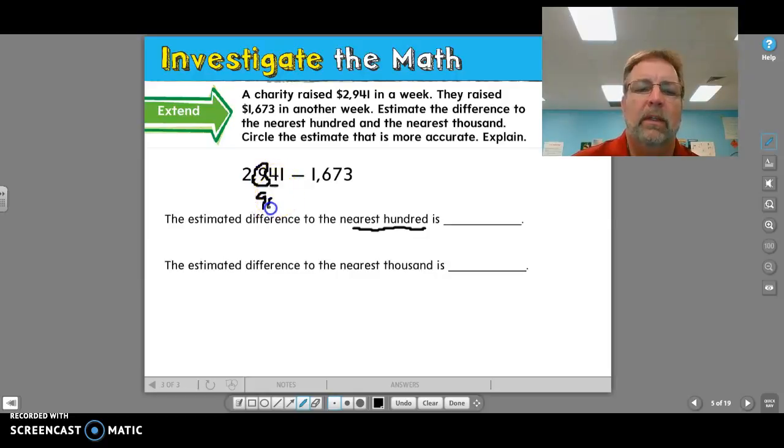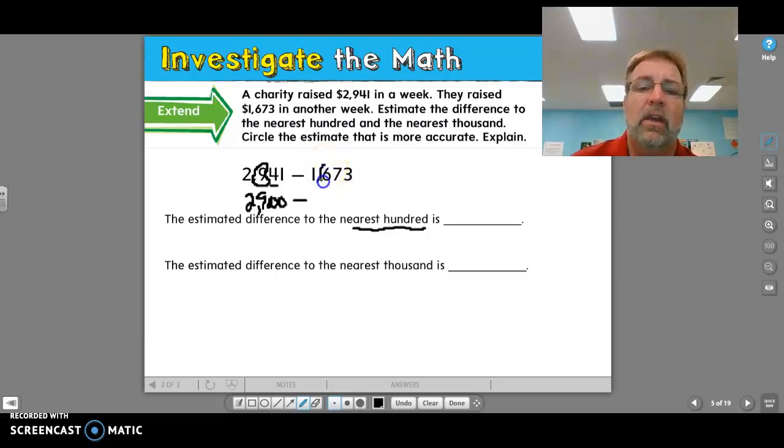We replace each digit to the right with zeros, and we keep the rest to the left. And this makes sense because 2,900 is close to 2,941. We cannot forget our sign. It's a minus sign, so we're subtracting, not adding.